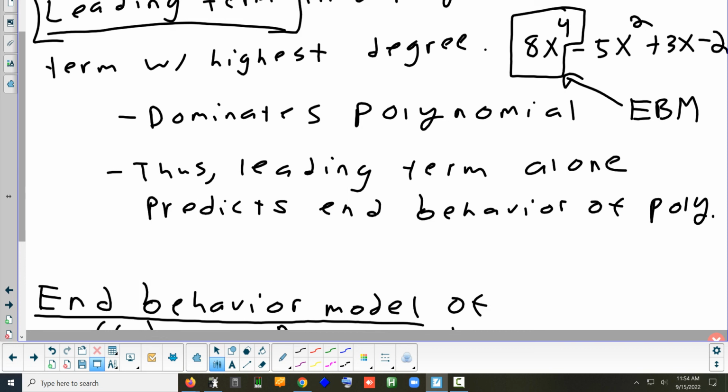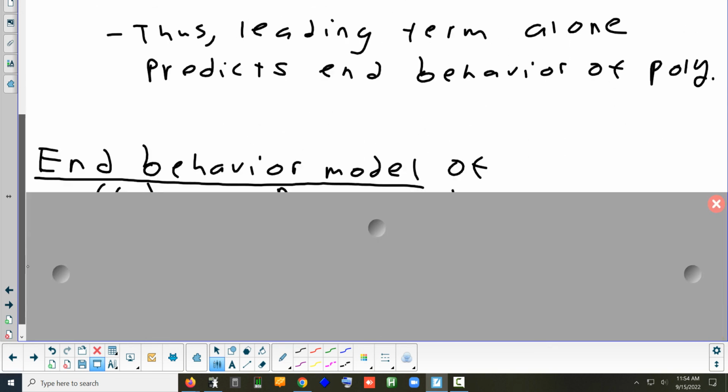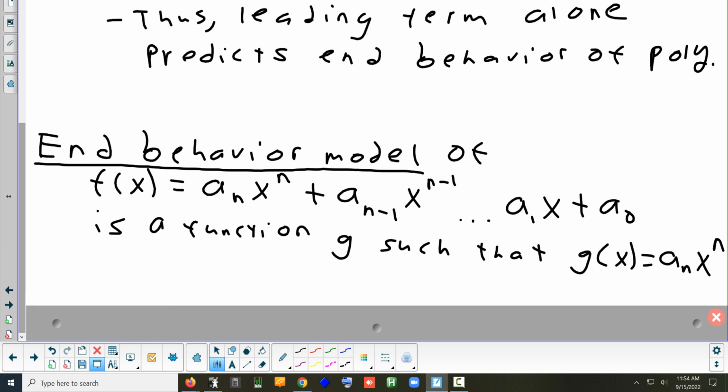So what that basically means is if I were to graph this whole thing in y1, and then I were to graph just the EBM in y2, and I zoom out far enough, they would basically look the same. Yeah, there's some close-up details that might be different with these other terms, but if you zoom way out to like the tens of thousands, the EBM and the original are going to look almost identical. And EBM stands for end behavior model.